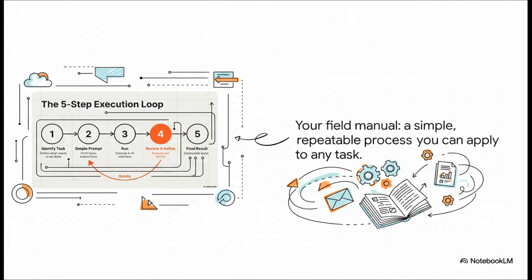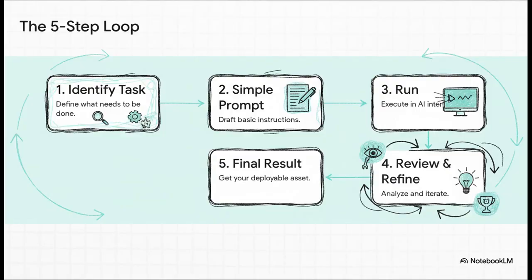So let's break it down. The loop itself is really simple. First, you identify a task. Then you give the AI a basic prompt and just run it. But then, and this is probably the most important part, you review and you refine the output. It's that back and forth, that feedback cycle that takes a generic draft and turns it into a final polished asset you can actually use.